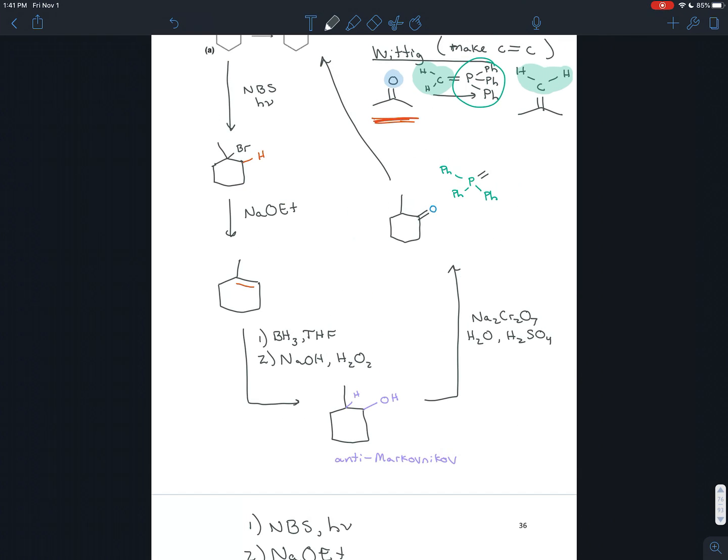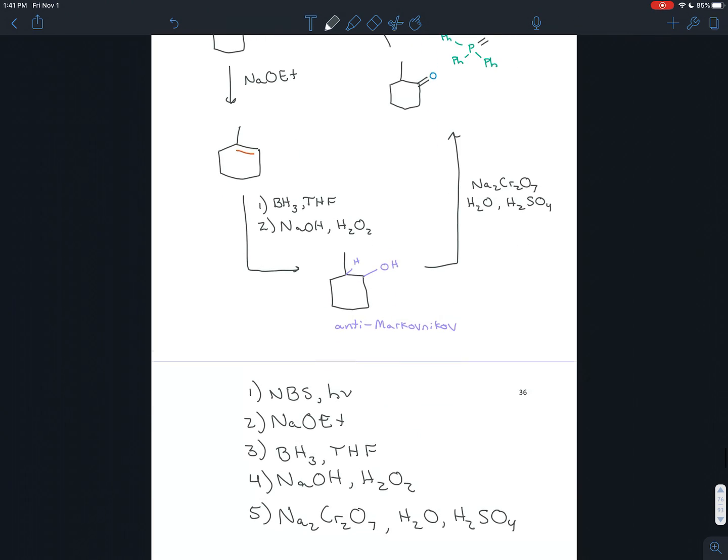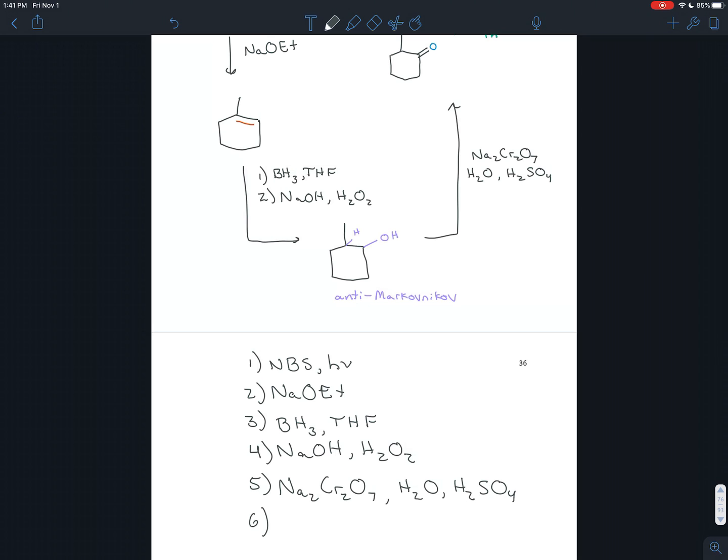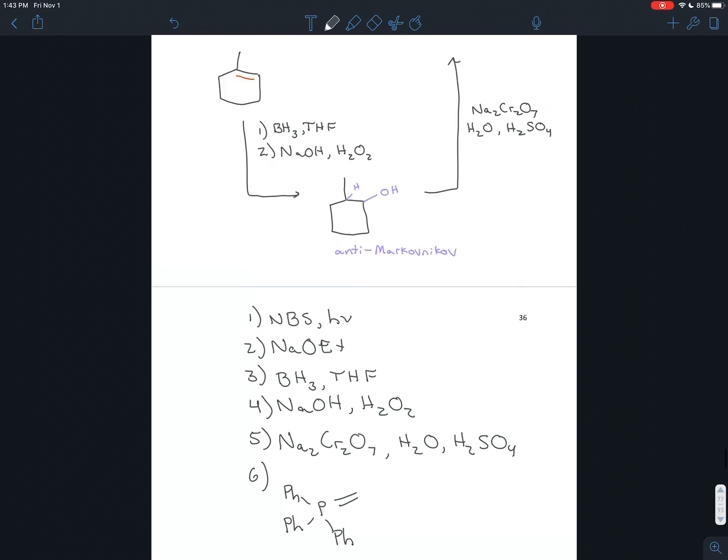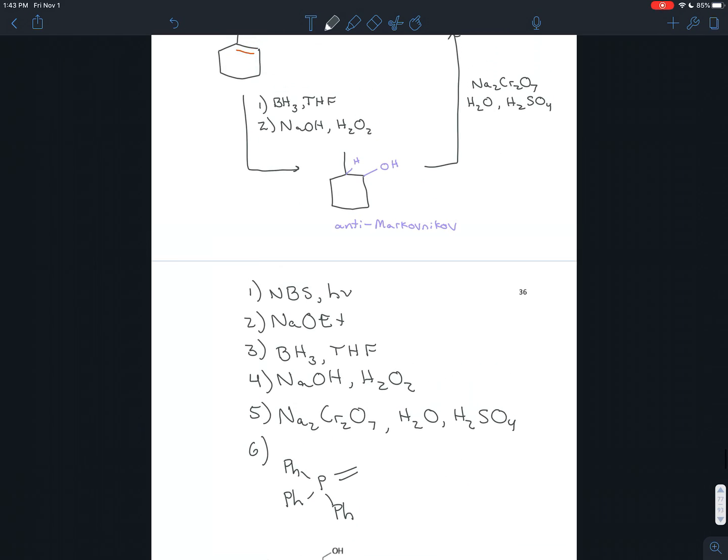Once we have that ketone, we just have to add the Wittig reagent to it. We have to be careful that we choose the right Wittig reagent that we figured out. And so that would give us our beautiful, exciting product.